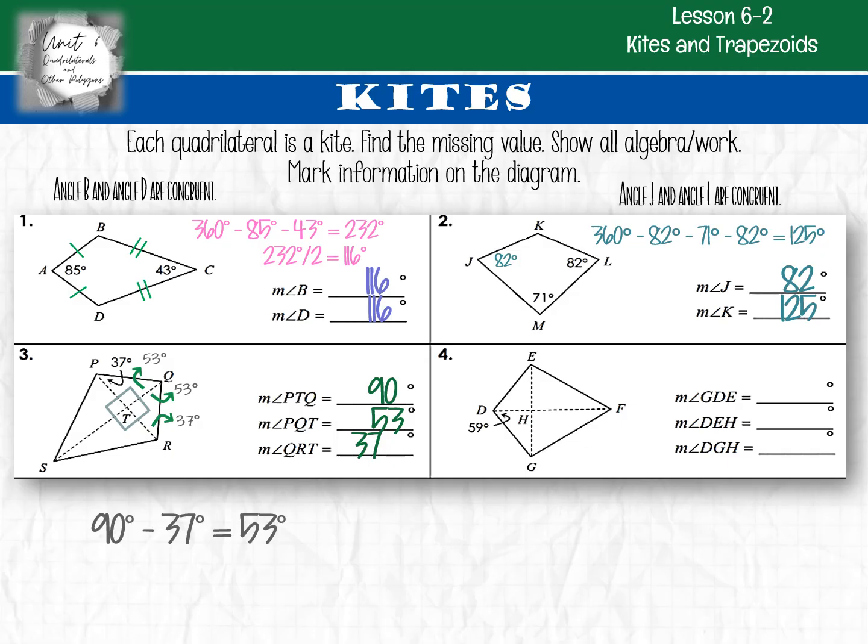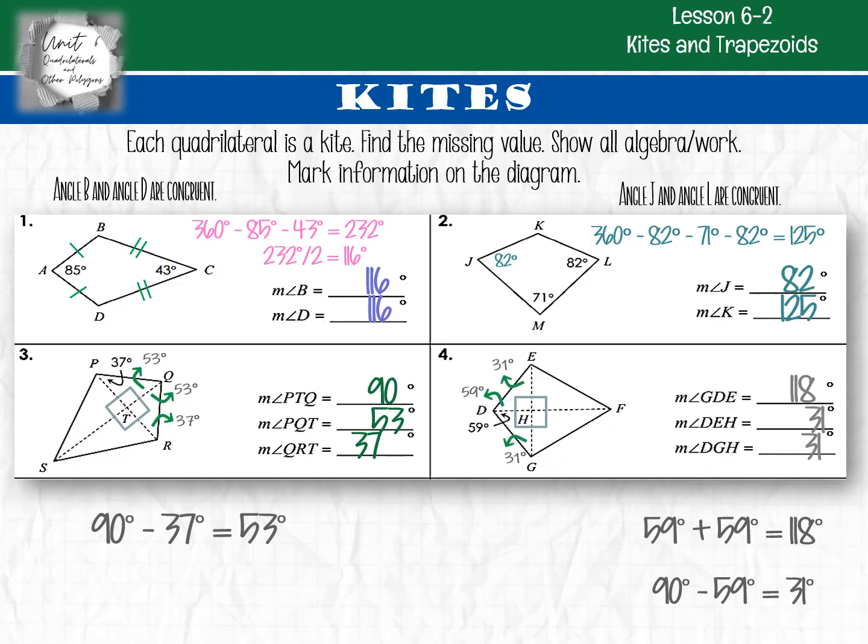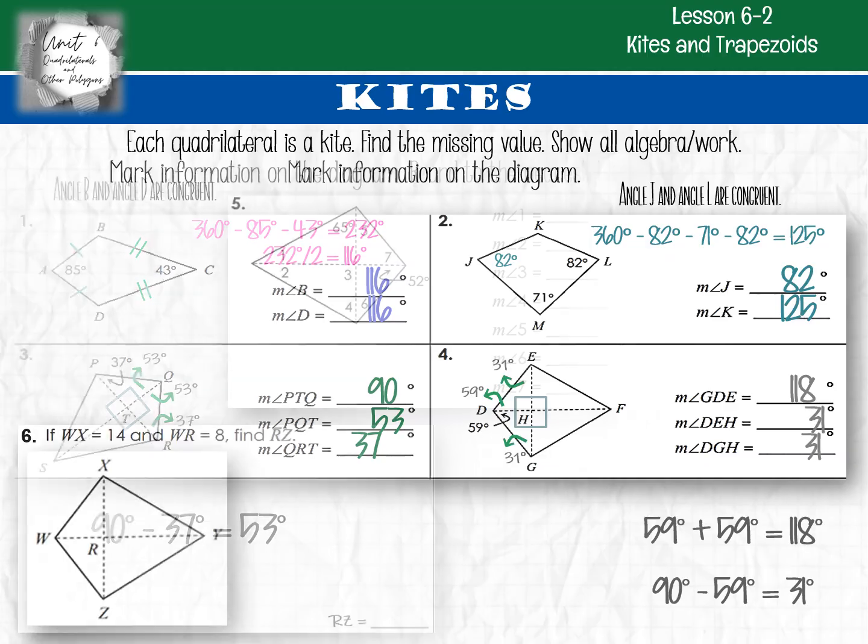Number 4, we are given the measure of angle GGH is 59 degrees. So we know there's another one just like it over there. Those two triangles are congruent to each other. Let's see. The measure of angle GGE. Well, that must be the sum of those two, 118. The measures of angle DEH and DGH. Those are going to be congruent, and they are acute angles of a right triangle. So 90 minus 59 is 31, and that's the measure of the last two angles.